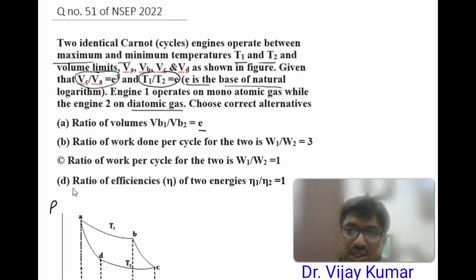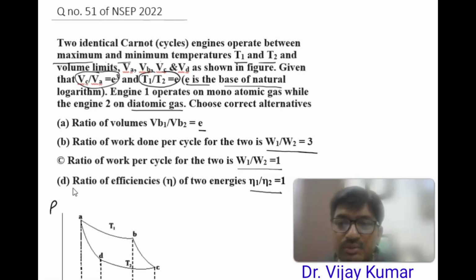The ratio of work done per cycle for the two, W1 upon W2, is equal to 3. The ratio of work per cycle for the two, W1 upon W2, is equal to 1. The ratio of efficiency of the two engines, eta1 upon eta2, is equal to 1. This question also has more than one option, so we have to check all the options.